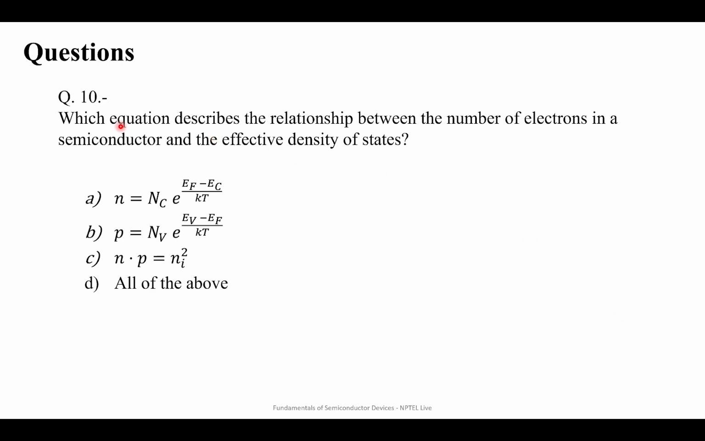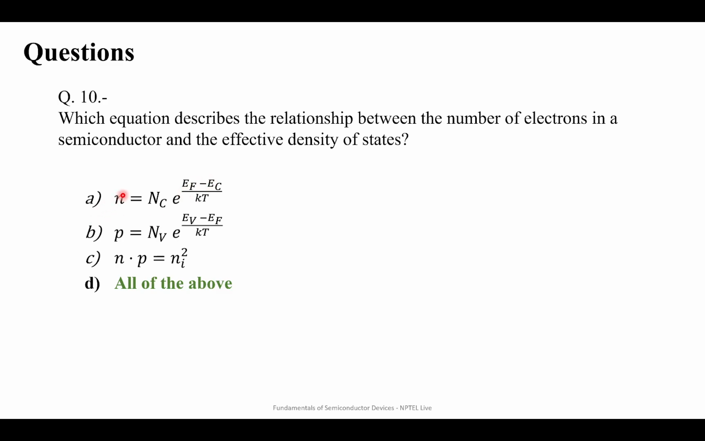So next question: which equation describes the relationship between the number of electrons in a semiconductor and the effective density of states? N equals Nc e power Ef minus Ec by kT. P equals Nv e power Ev minus Ef by kT. Np equals Ni square, or all of the above. So the correct answer would be all of the above.